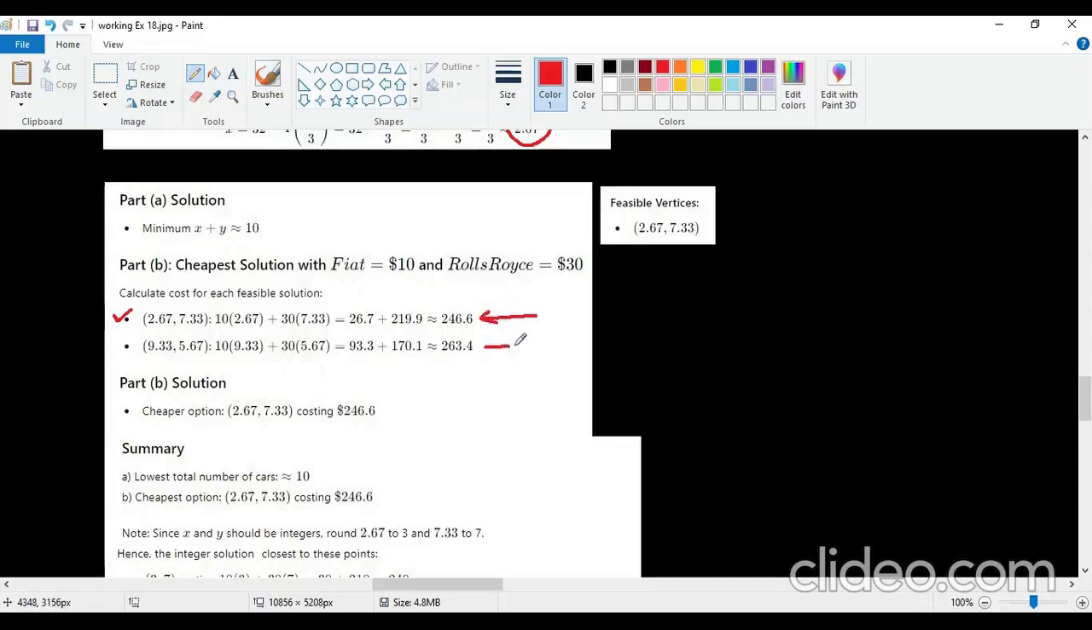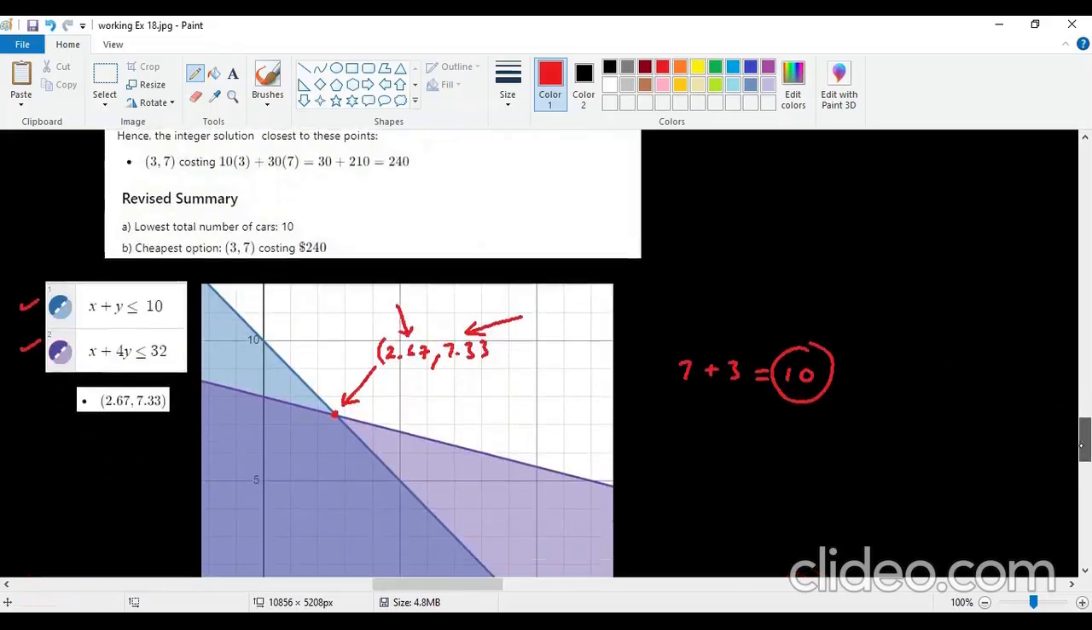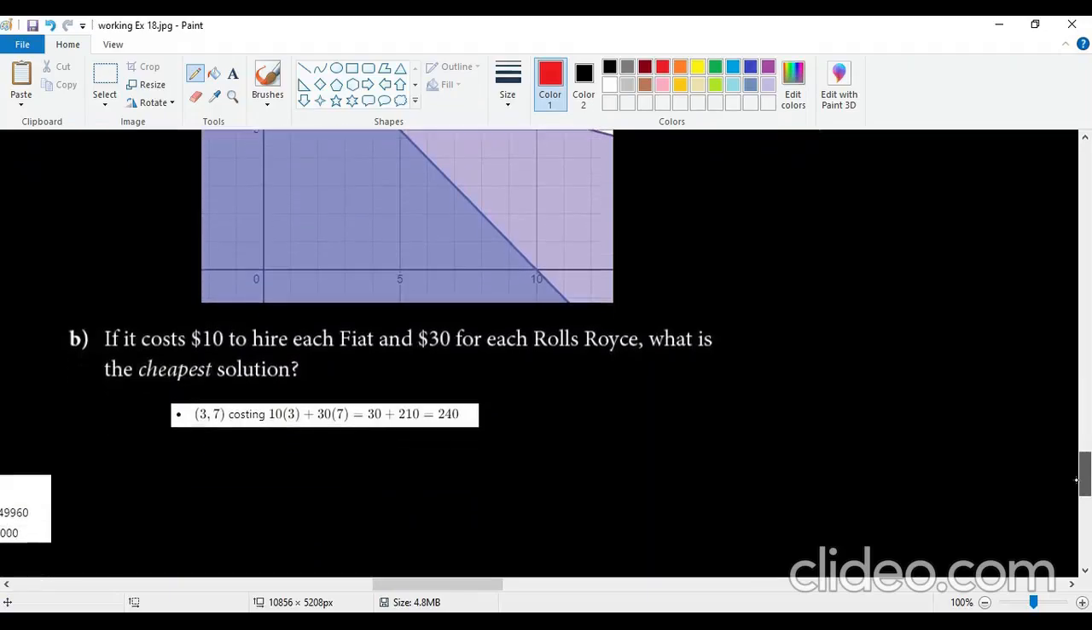This one is also done, but this is not the required answer that we are looking for. So the cheapest solution is this one. Next comes the total number of cars, which should be 10, and the cheapest option available is this one at 2.67 and 7.33, which is costing this. So this is going to be your final answer.